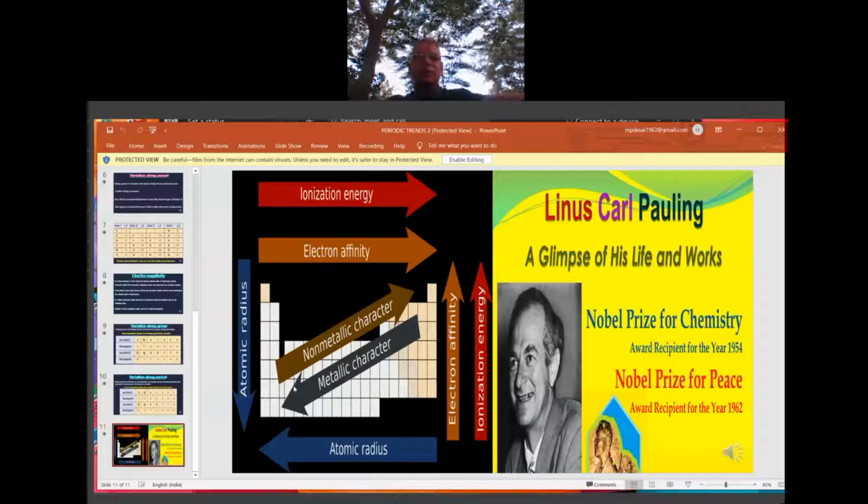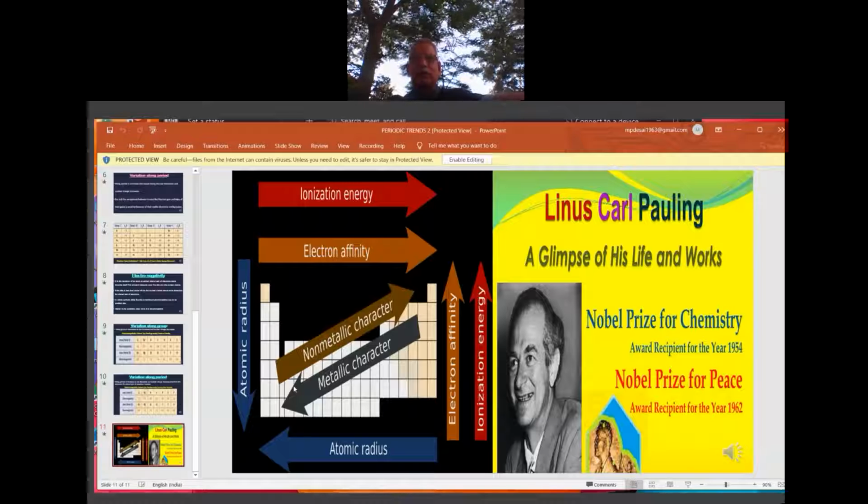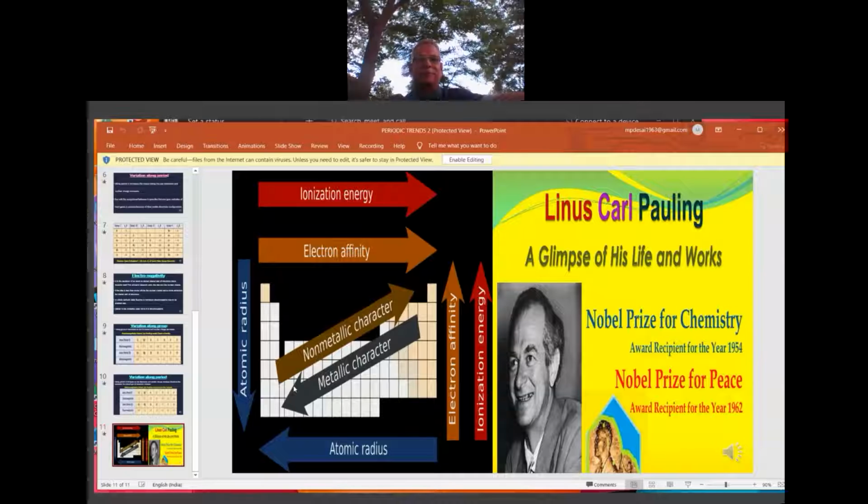Sir, is there any unit for electronegativity? It is the Pauling scale only. No unit. Normally we don't use one, 1.0 Pauling scale, 2.5 Pauling scale. It is dimensionless, or unitless. Because of his contribution, we are using his name. Okay, then any other doubt?